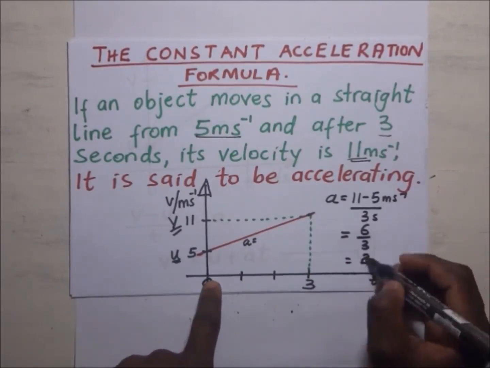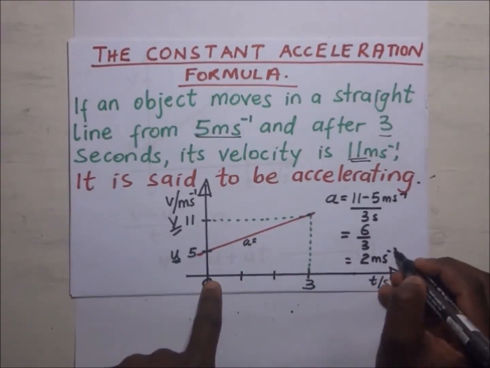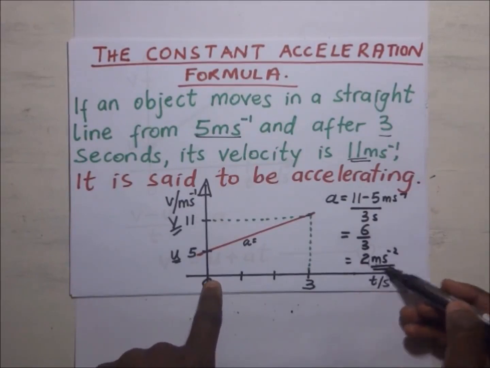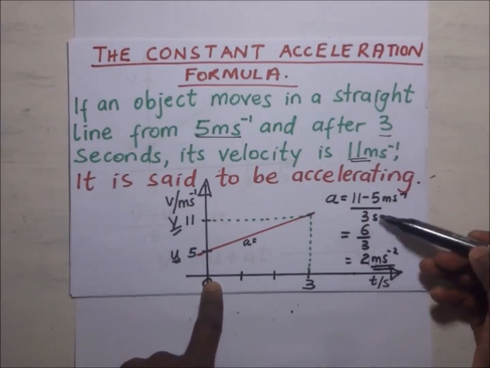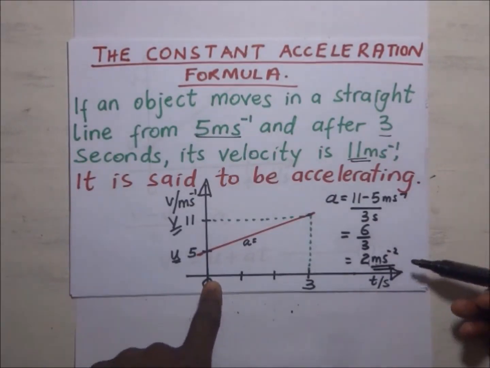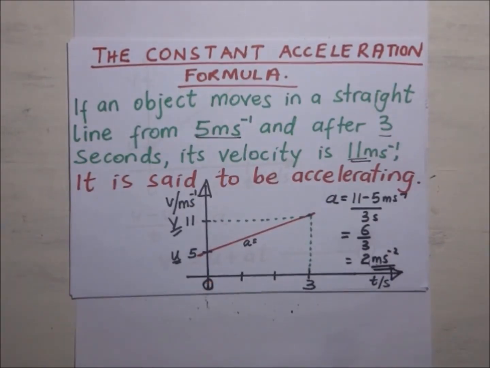Now 2 is in meters per second squared. Of course, this meters per second squared is coming from here. Meters per second divided by second gives us meters per second squared. So this 2 meters per second squared has been gotten from the slope of this graph, and this is the acceleration.